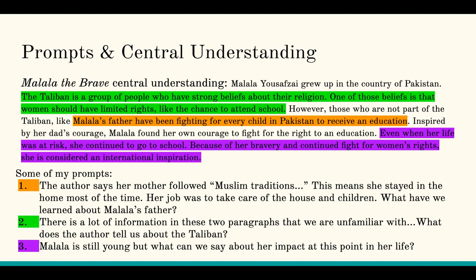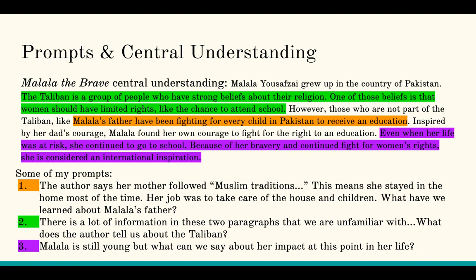So students' understanding about the Taliban and their views and how they're influencing the people in Pakistan was obviously extremely important for students to understand in this text. So you can see how that prompt is building towards the central understanding.